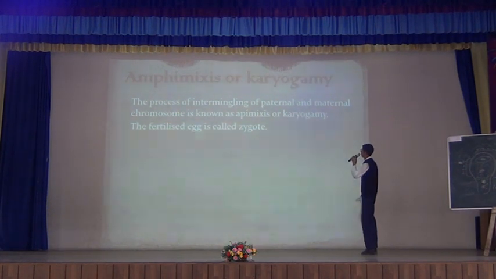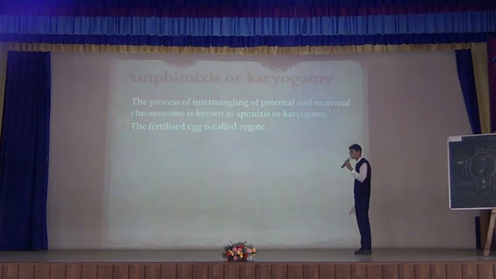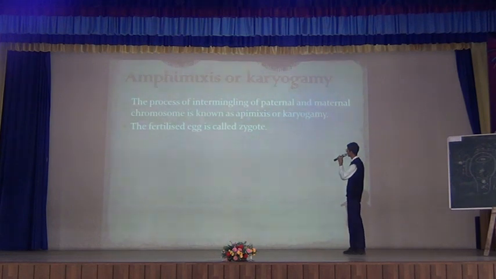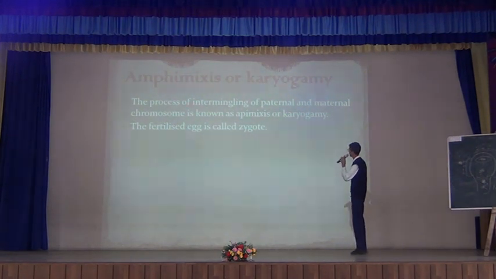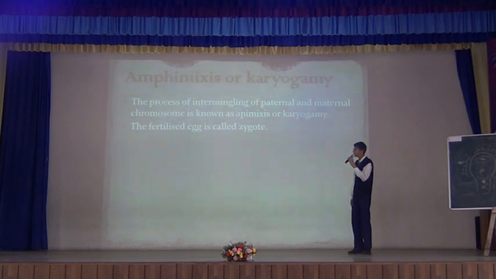This is the last topic, amphimixis and karyogamy. It is a process of intermixing or intermingling of paternal and maternal chromosomes to determine the sex of the baby and is known as amphimixis. The fertilized egg cell is called a zygote.